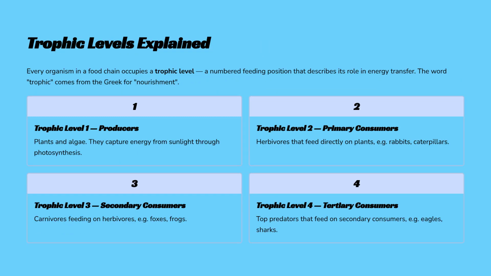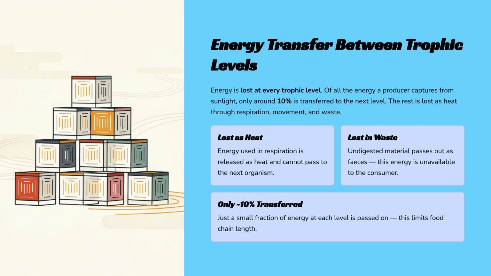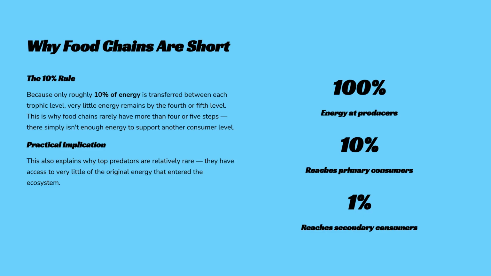Trophic levels define an organism's feeding position. Starting with producers at level 1, each subsequent level represents a step further along the path of energy transfer. Energy is lost at every trophic level. Most energy is lost as heat through respiration, movement, and waste, meaning only a fraction is available to the next consumer. This is known as the 10% rule. Because only about 10% of energy is passed on at each step, food chains rarely exceed 4 or 5 levels.